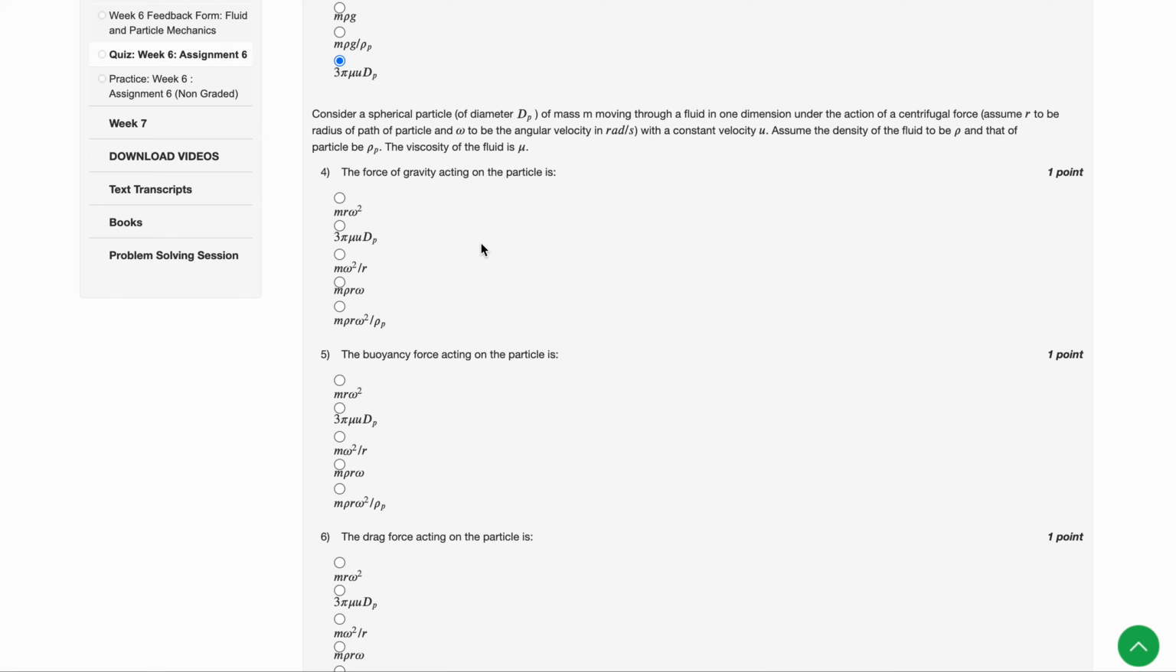Fine. Now this is the main problem. In the previous problem the external force was gravity. Now my external force is the centrifugal force. Okay, so because of the centrifugal force the particle is moving in the fluid. Okay, that means it's rotating at a constant angular velocity around a circle. Okay, about a circle.